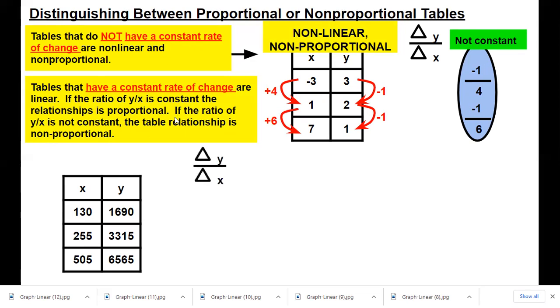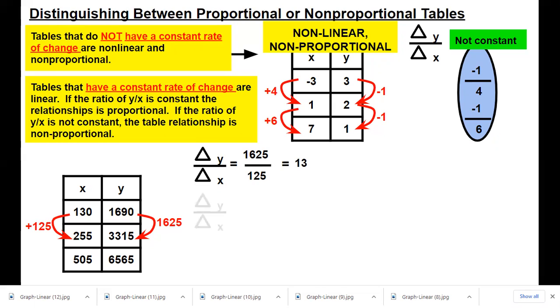So the change in y over the change in x, let's see what that is. So we go from 1690 to 3315, that's an increase of 1625, that's your change in y. Your change in x goes from 130 to 255, that's an increase of 125. So the change in y is 1625, the change in x is 125. Divide that out with your calculator and you get 13.